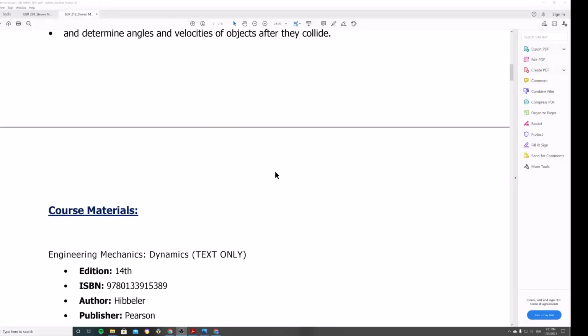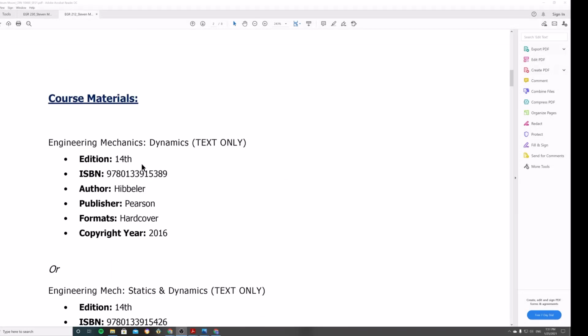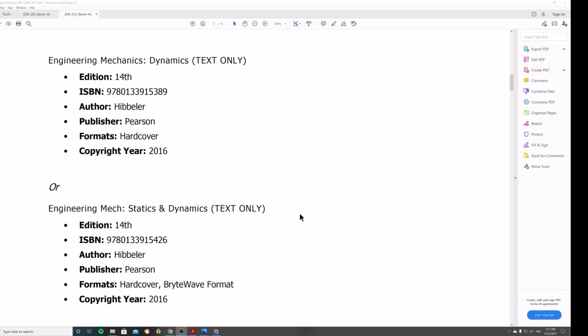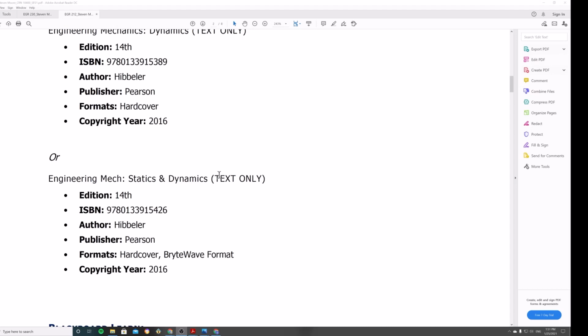All right. Course materials, 14th edition of Hibbeler. And you have some choices for that. And the assignments are going to come from the textbook. And what you'll find is that we use the same text or the same author for statics and dynamics, so you can always get both of them together if you want.